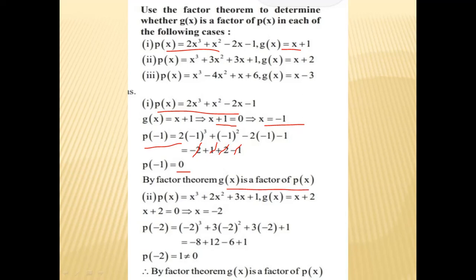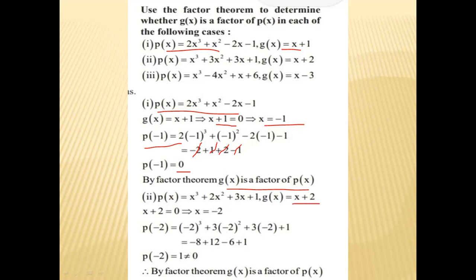If the remainder is not equal to 0, then we have to say that g of x is not a factor of p of x. But in this case the remainder is 0, therefore g of x is a factor of p of x. Next question, p of x is equal to x cube plus 2x square plus 3x plus 1. g of x is x plus 2.